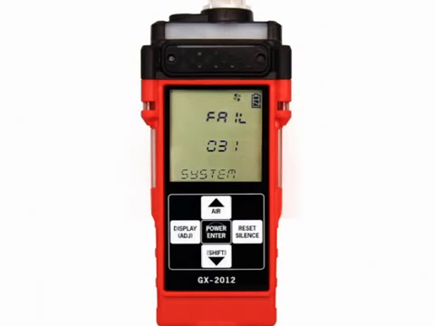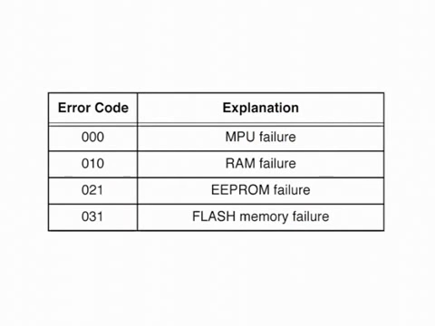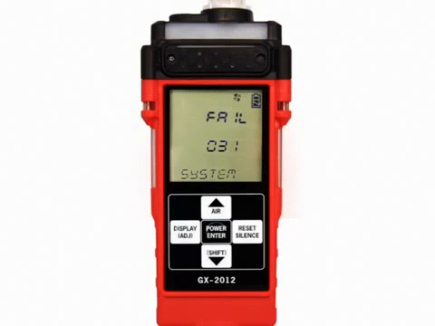If a system failure occurs, the system failure screen will display an error code. Explanations for the various error codes are shown in this table. If the error code is anything but 031, the instrument cannot be used. Contact RKI Instruments as soon as possible.